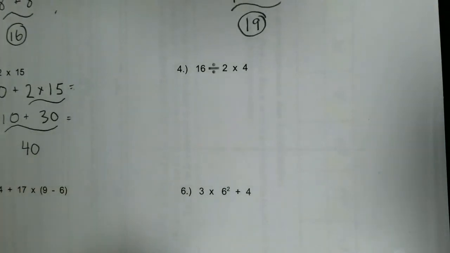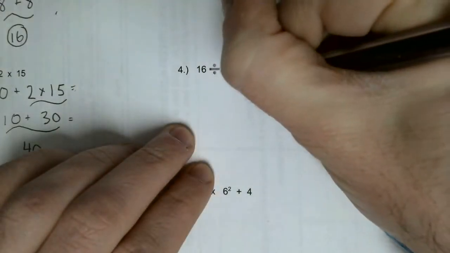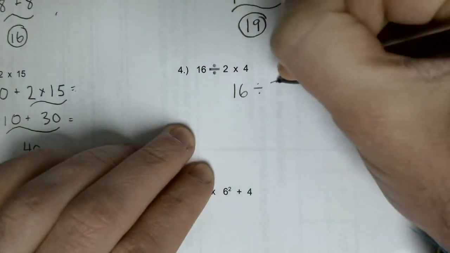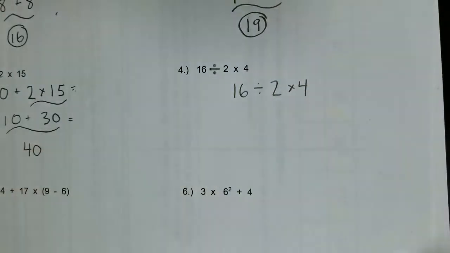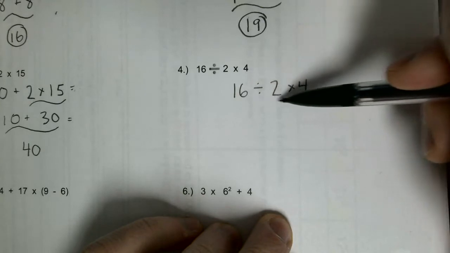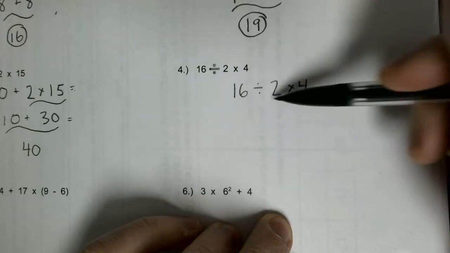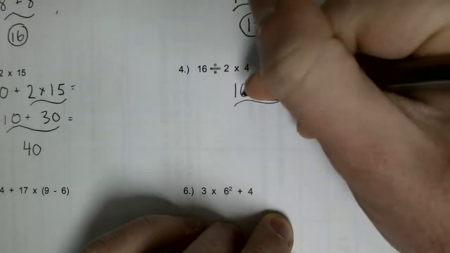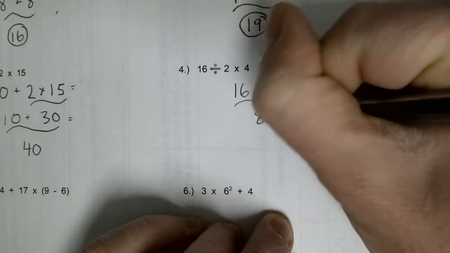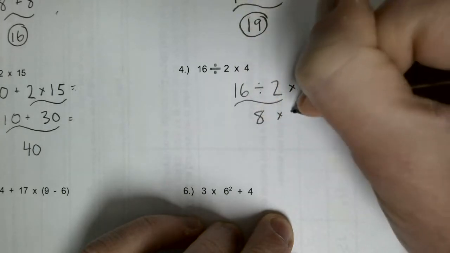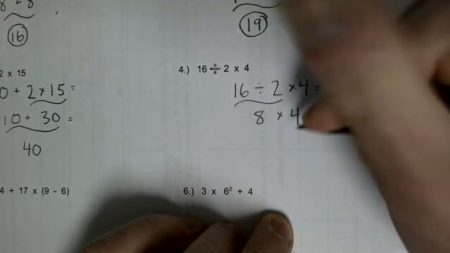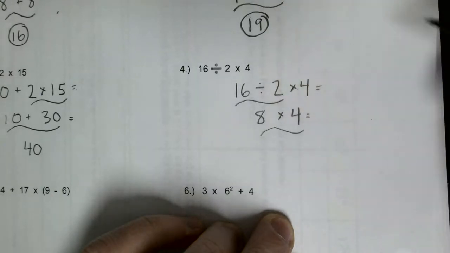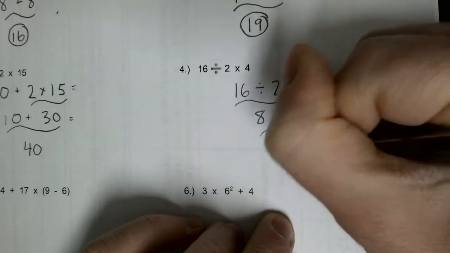So if you want to try this one on your own, go ahead. Parentheses. First rewrite it. Parentheses. Nope. Powers and roots. Nope. Multiplication and division. Yes. From left to right. So whatever we get to first. Oh, we see division and multiplication, but division is the first left to right. So we're going to do that first. All right. 16 divided by 2 is 8. Then we're going to bring down the times 4 because we haven't done anything with that yet. And then 8 times 4 is 32.